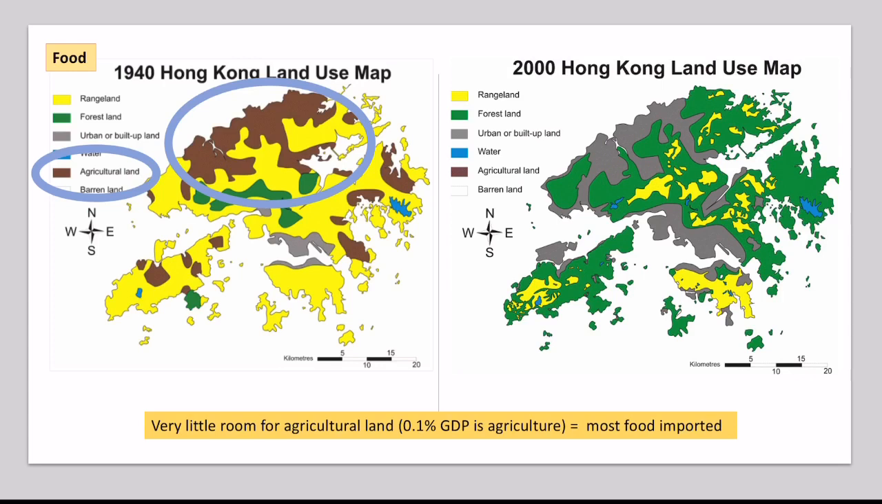So there's a really delicate balance to be struck. If political problems happen between China and Hong Kong, then it could mean that some of their key resources could be cut off, and it's not really sustainable for the future.